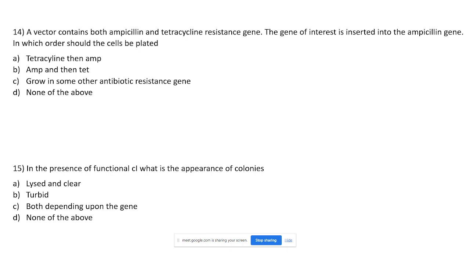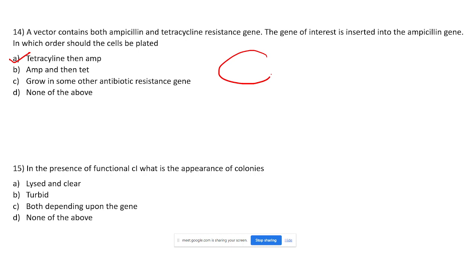First of all, if we grow in the tetracycline plate, then all the cells should grow, and then when we plate in the ampicillin plate, only those cells in which the gene of interest has been inserted will not be able to grow, and then we can check in the tetracycline plate the colonies which are missing in the ampicillin plate. Correct. So the answer is A, and he has said it very correctly.